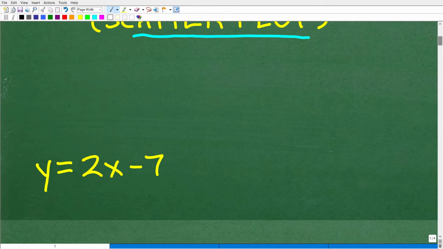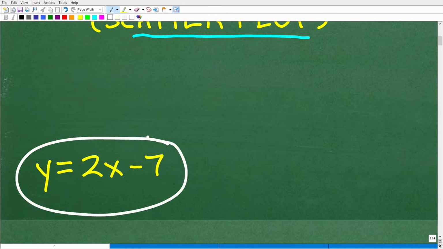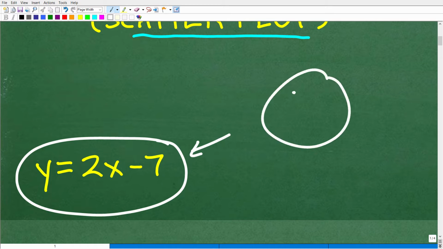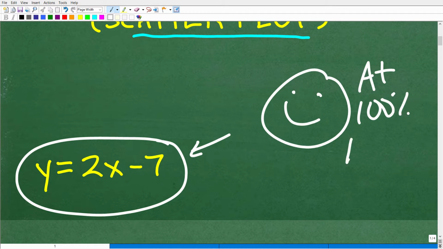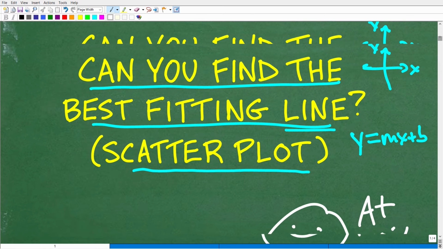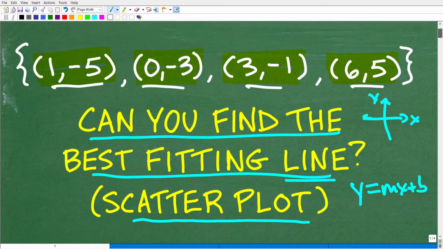The answer is y equals 2x minus 7. All right, so if you got this right, that is fantastic. As a matter of fact, let's go ahead and celebrate by giving you a nice little happy face, an A plus, 100%, and multiple stars. So you can brag to your friends and family that indeed you are a certified professional expert in the area of finding linear equations and linear models given some raw data, using positive correlation and a scatter plot type of situation.